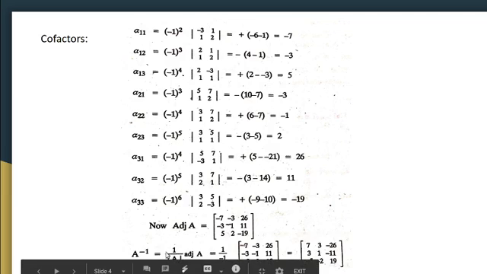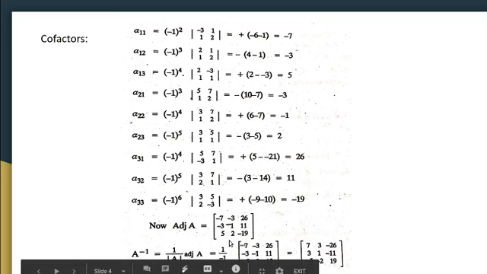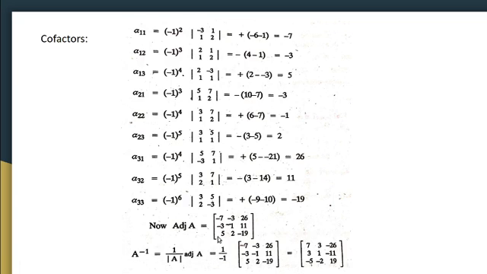Two factors you have to find, the determinant A value and the adjoint A value. In order to determine the adjoint A value, you have to find the cofactor matrix. Then you have to find the transpose of that cofactor matrix, and that will be the adjoint matrix. Then we will get the A inverse matrix by dividing adjoint A by determinant A.